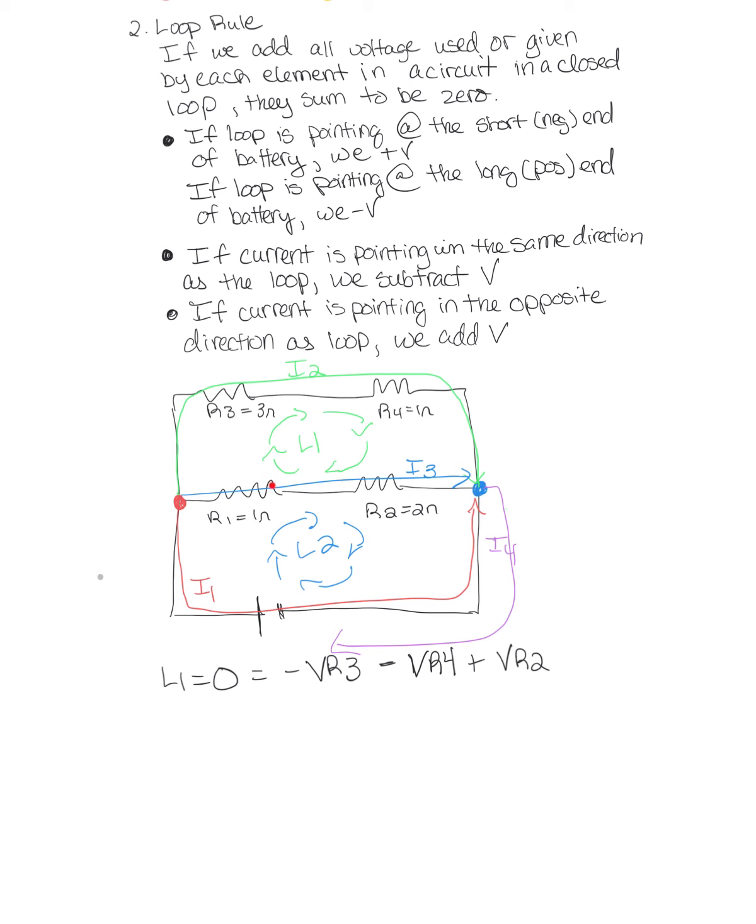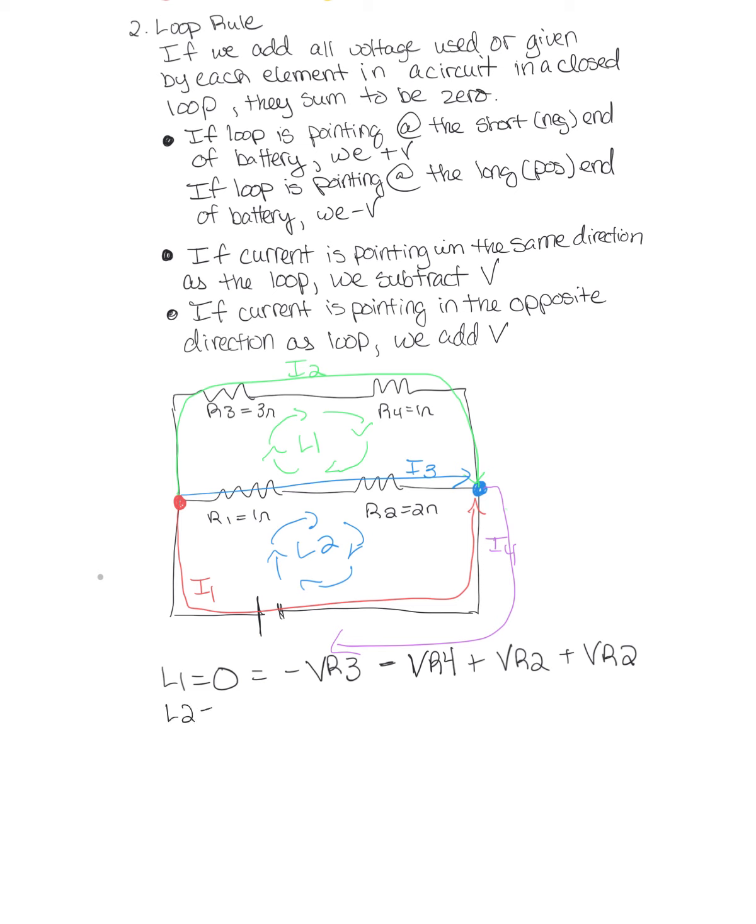Then we're going to keep going down here, and we come to another resistor, and this is a 1 ohm resistor going in the opposite direction. Our current is flowing the opposite direction of the loop, so we're going to add it. Okay. And then we keep going around, and we've come back to where we started, so we have completely analyzed this loop. That loop is done.